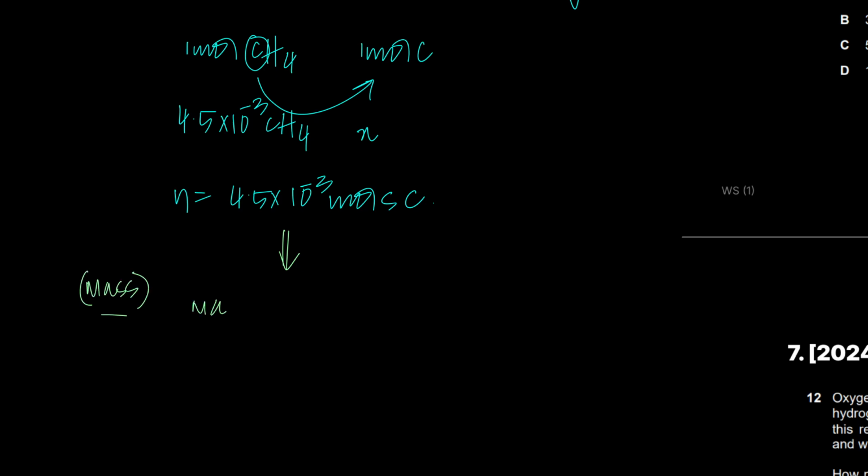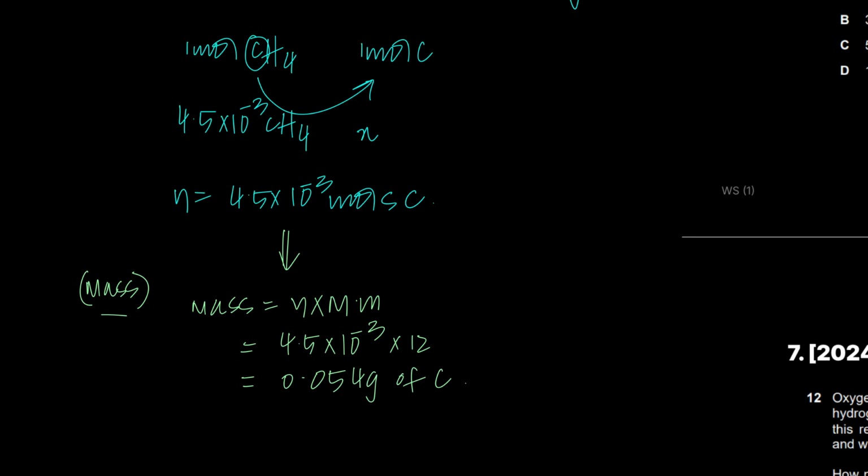So mass equals mole times molar mass. Mass is what? I need to calculate it. Moles is 4.5 into 10 raised to the power minus 3. Molar mass of carbon is 12. What do we get? 4.5 into 10 raised to the power minus 3 multiplied by 12. I get 0.054 grams of carbon. Sir, why did you calculate the grams of carbon?